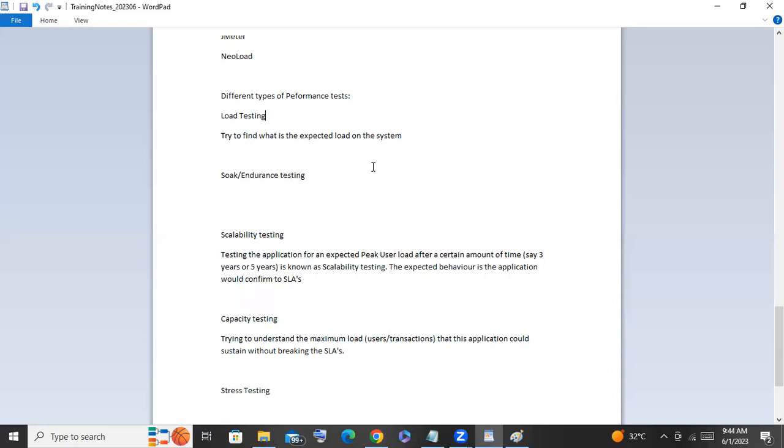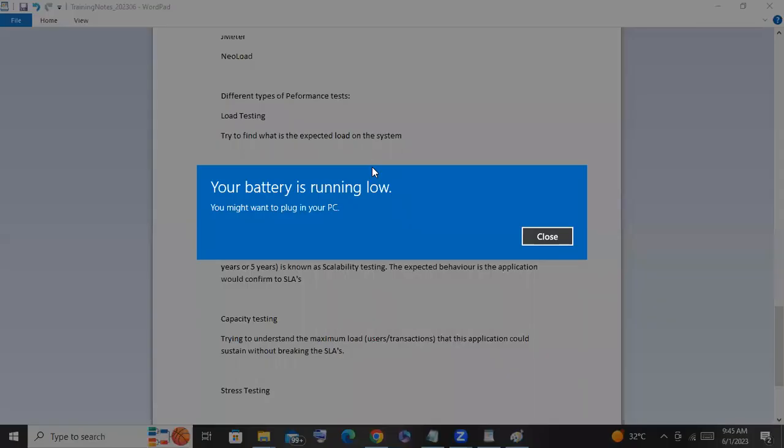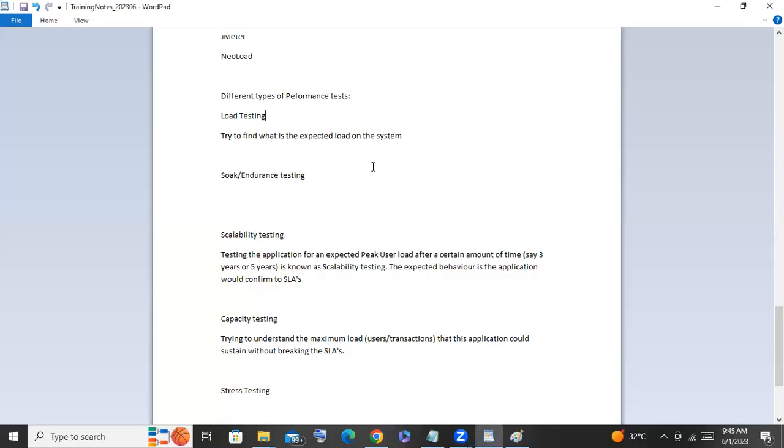Yes. So what we are going to do is test this particular application for a longer duration of time, and ensure that the application is still conforming to the SLAs. That is what is called soak testing or endurance testing. Usually, soak testing or endurance testing would run for more than 4 hours. Usually it would be there for at least 8 hours.